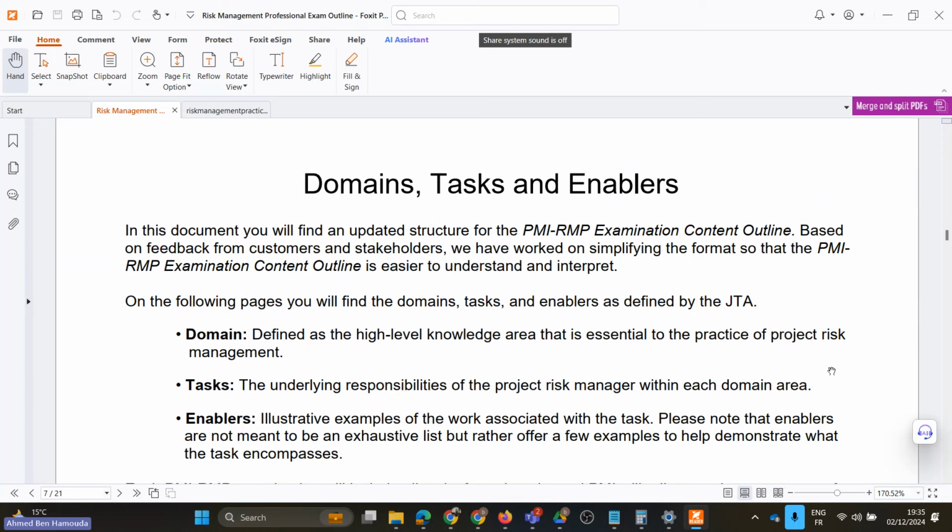It's really quite important to do it because the ECO is what the RMP exam is based on. So really, the RMP exam is based on the ECO, and those reference books we just saw will help you better understand the different tools, techniques, and approaches for managing project risks. So please remember this.